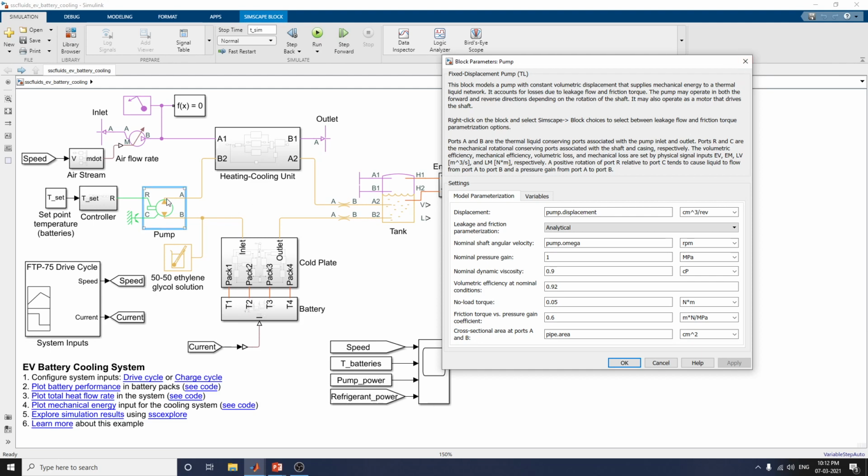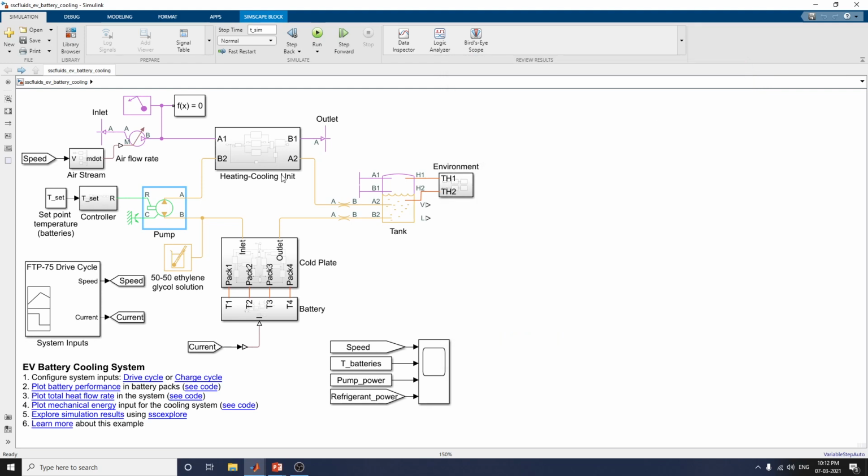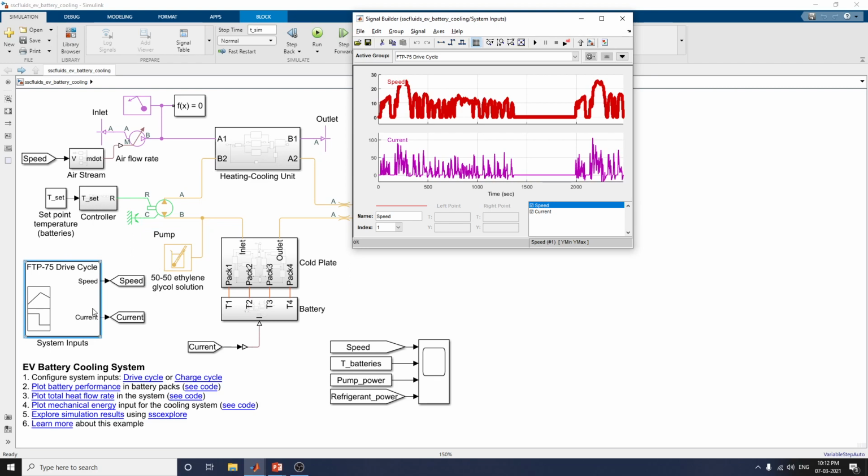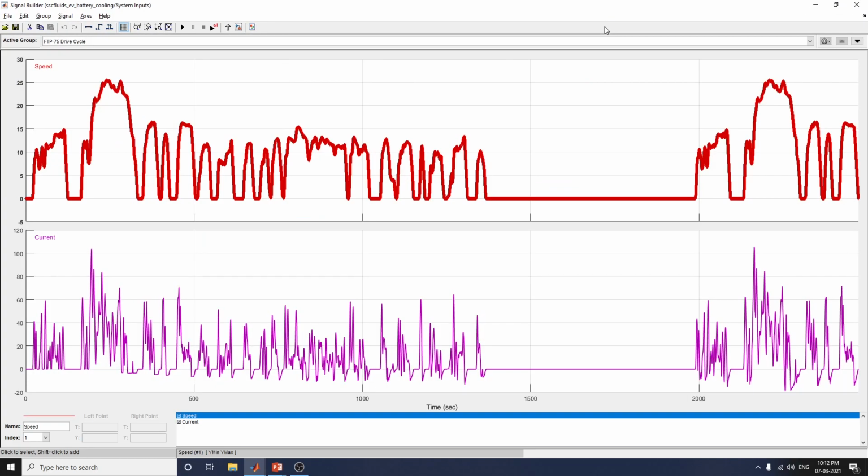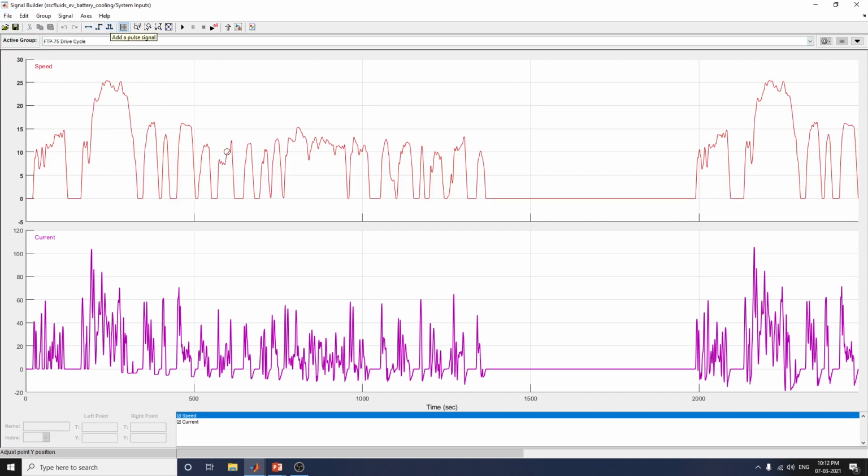Here port A and port B are the thermal liquid conserving ports associated with the pump inlet and outlet. Ports R and C are mechanical rotational conserving ports associated with the shaft and casing respectively. Here itself we can modify the values of the system inputs, speed and current. You can also see the signal builder here. Otherwise you can import your own data from file. Or by using the signal builder, you can give the speed and current inputs.